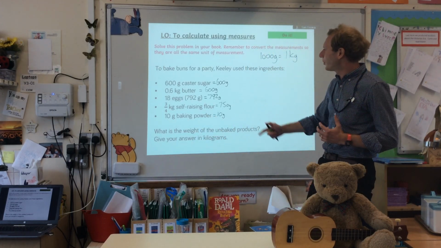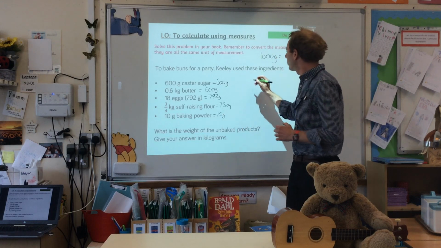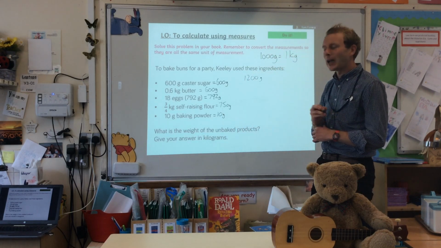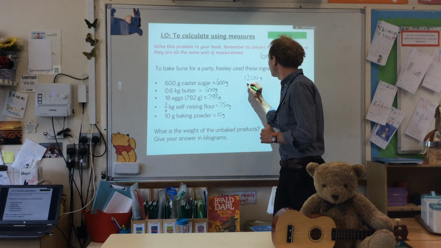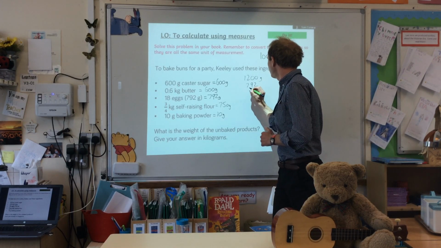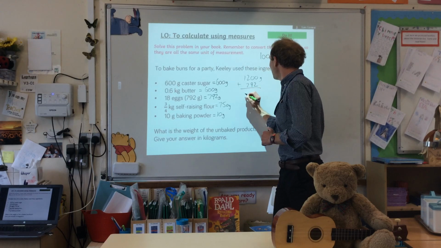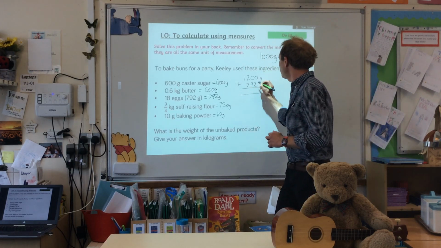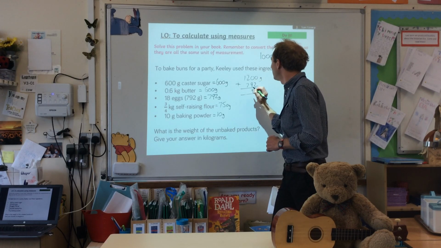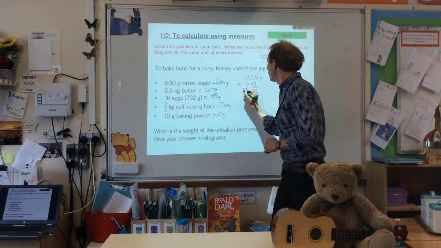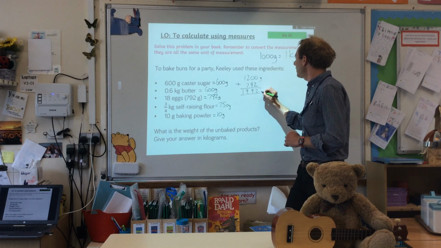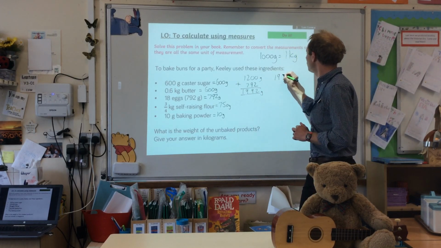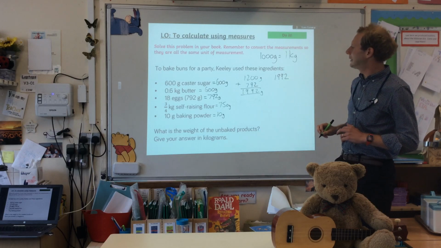I'm going to do a bit of quick maths here. So 600 plus 600 is going to give me 1,200 grams. I now need to add 792 to that. Those of you at home, see if you can add it in your head before I do the actual written method. Go for it. 0 plus 2 is 2, 0 plus 9 is 9, 7 plus 2 is 9, plus my 1, 1,992 grams so far.